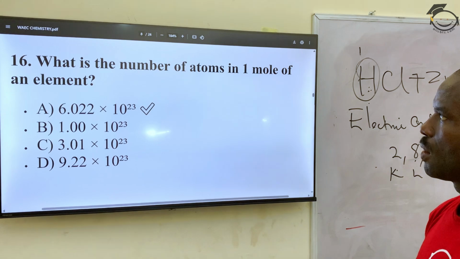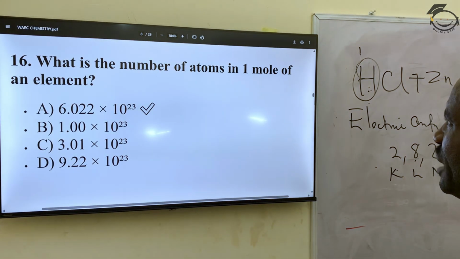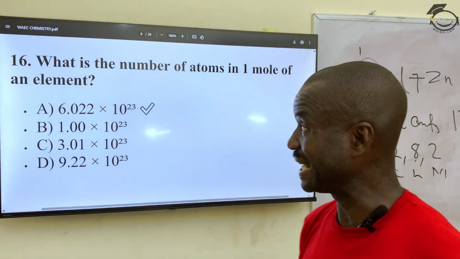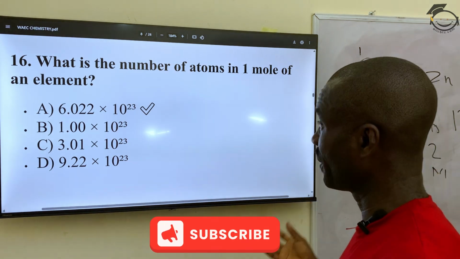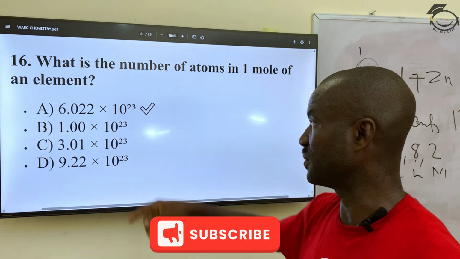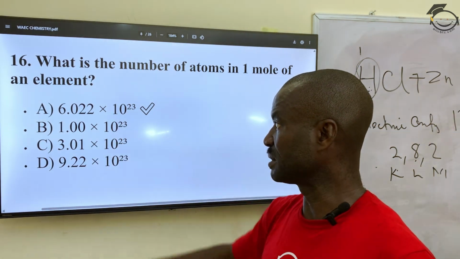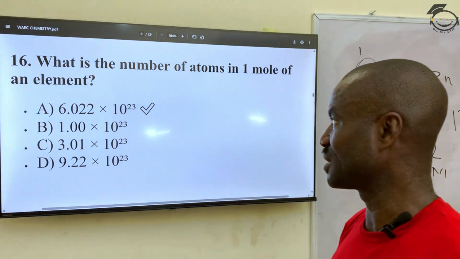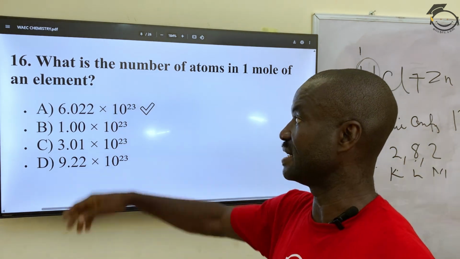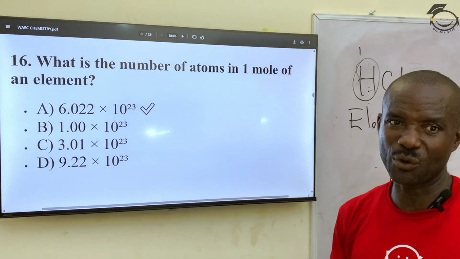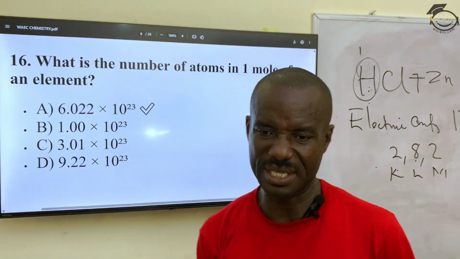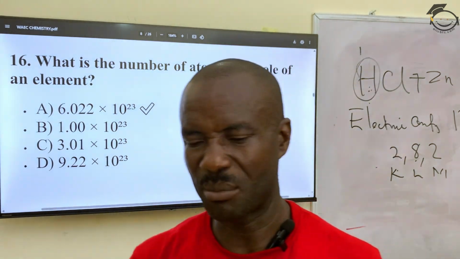Question 16. What is the number of atoms in 1 mole of an element? The number of atoms, that is, the elementary particles present in 1 mole of an element. The correct answer is 6.022 times 10 raised to the power 23. Others are 1.00 times 10 raised to the power 23, and 3.01 times 10 raised to the power 23. The correct answer is A, 6.02 times 10 to the 23. We call it Avogadro's constant. This is the number of elementary particles present in 1 mole of a substance, be it ion, atom, or molecule.